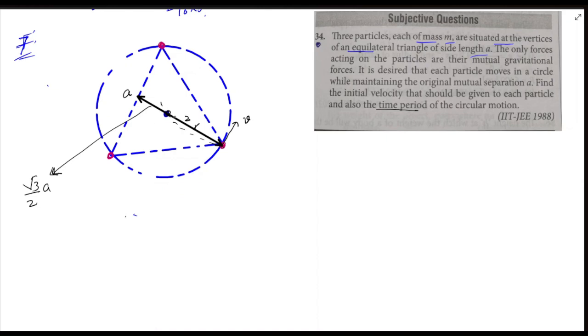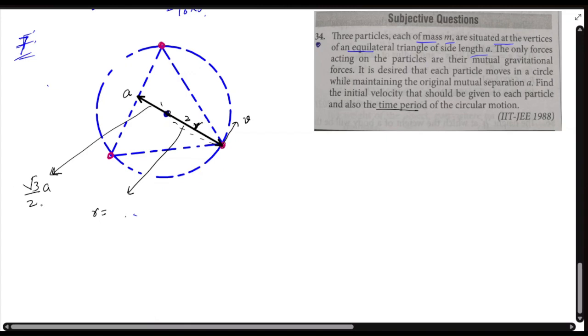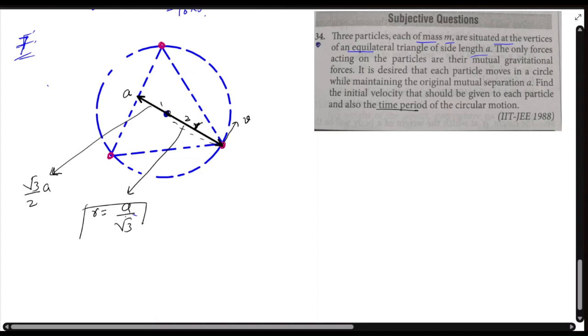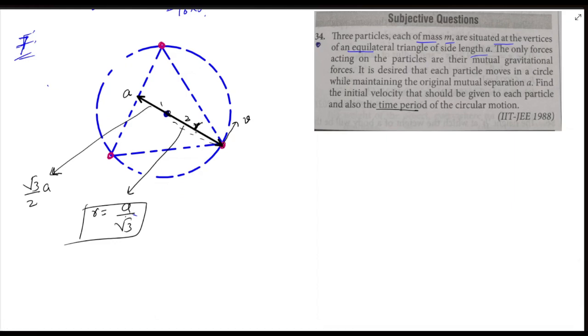And the centroid splits it in the ratio 2 is to 1. So this part will be our radius. The radius will be the second part of this, so it will be 2 by 3 of this, right? So remember it will be a by root 3. So this will get our radius. Now we just have to use our formula.